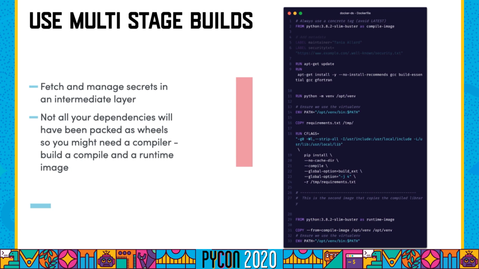Because not all of our dependencies will have been packed as wheels, you might need a compiler, whether it's a GCC or a gfortran compiler. So it's very helpful to have those compilers compile the binaries in an initial image and then just install or copy across the compiled packages. And in general, when you're using multi-stage builds, it helps you to create smaller images, because you can get rid of all the unnecessary and unwanted files and then just keep what you really need.